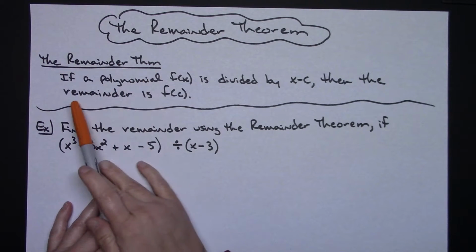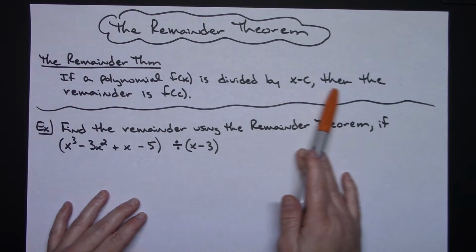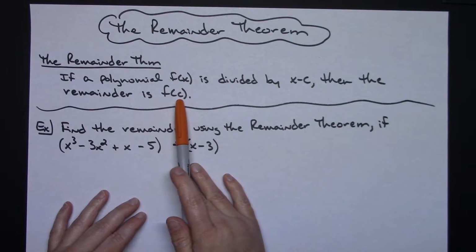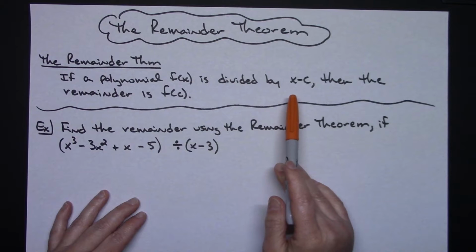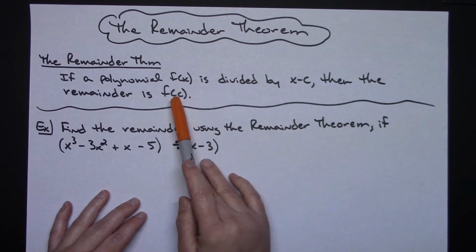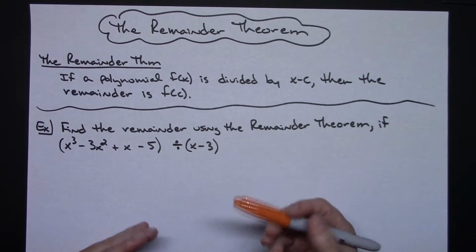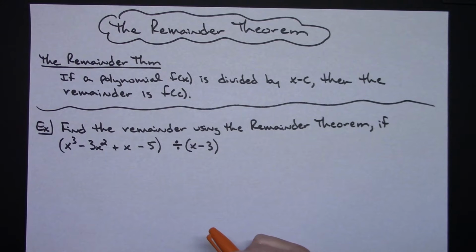Alright, so the remainder theorem says that if a polynomial f of x is divided by x minus c, then the remainder is f of c. So I can just take my c value, plug it into my function, and that's going to give me the remainder. That way I don't have to do long division with my polynomial. I can come up with that remainder very, very quickly.